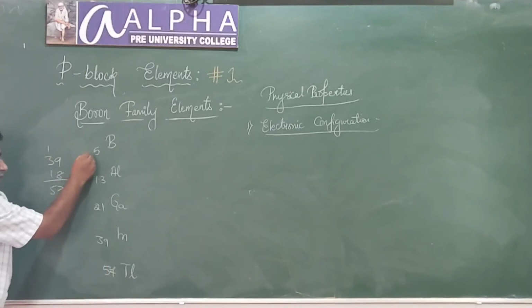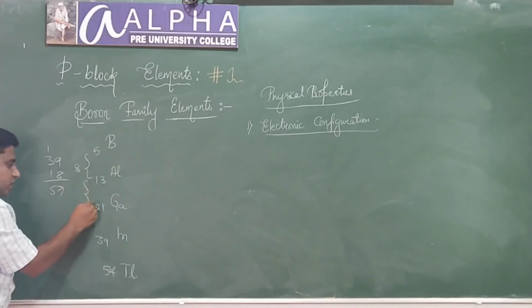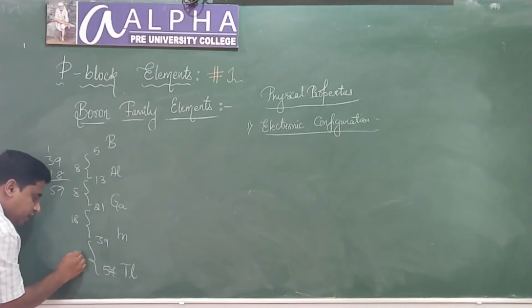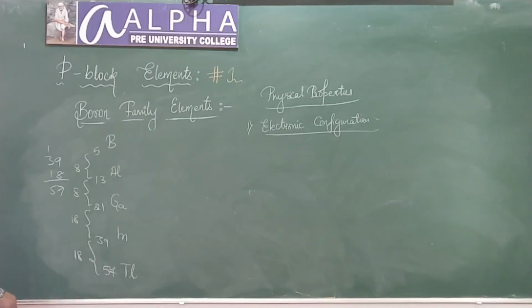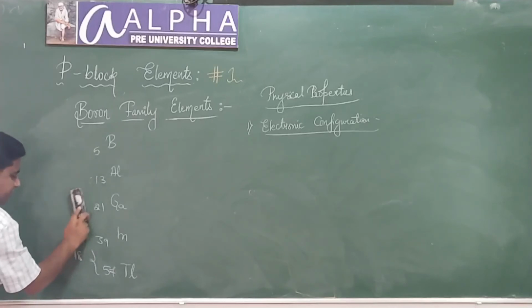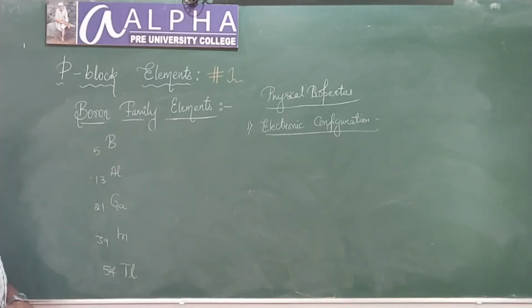From here to here it is 8, from here to here 8, from here to here 18, and from here to here also 18. Okay, simple. Now let us write the electronic configuration of these elements.